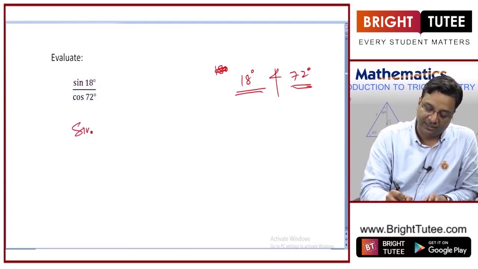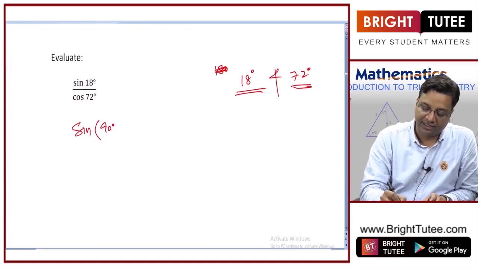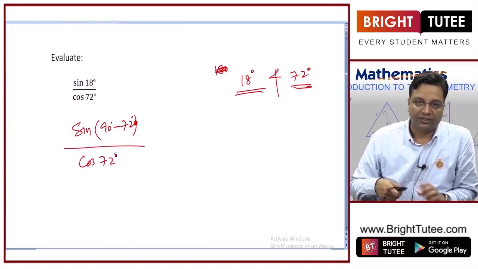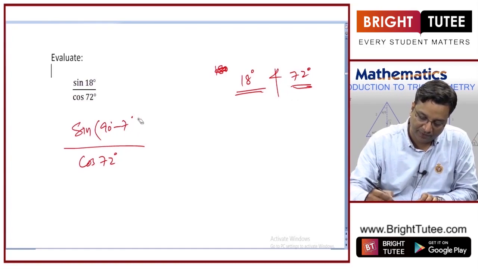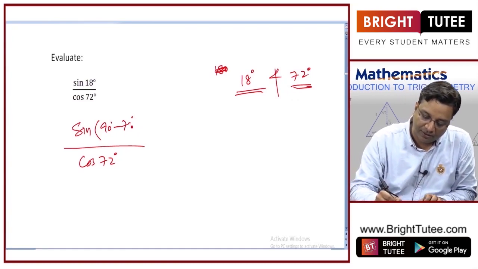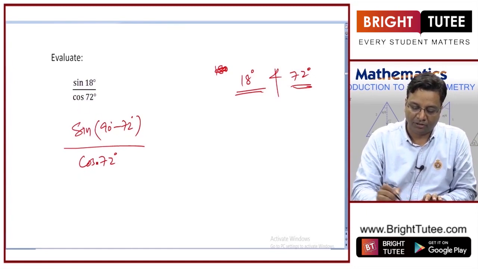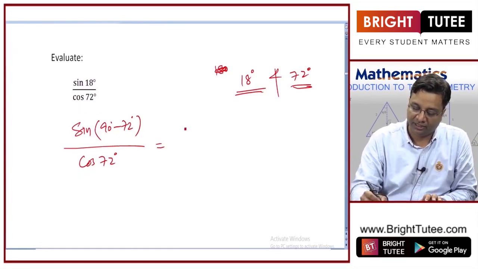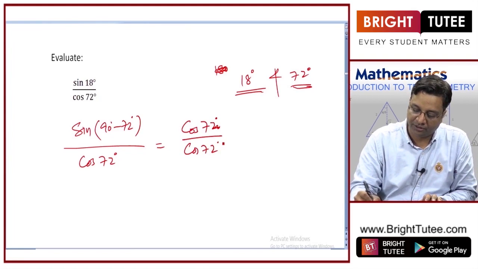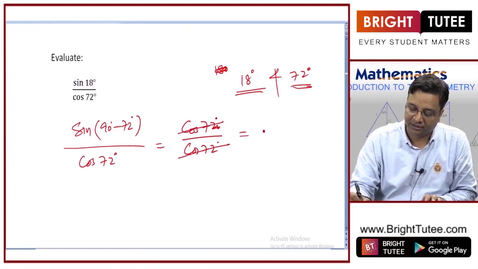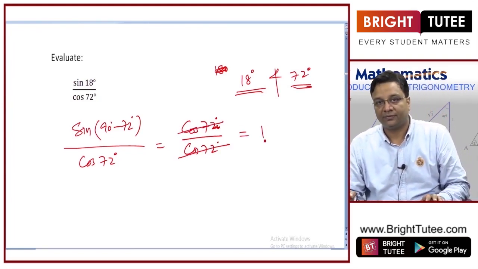So if I write sine 18 as sine 90 minus 72, divided by cos 72. 18 can be written as 90 minus 72 and divided by cos 72. So this can be converted into cos 72 divided by cos 72. So these will get cancelled and it will give you 1. Okay.